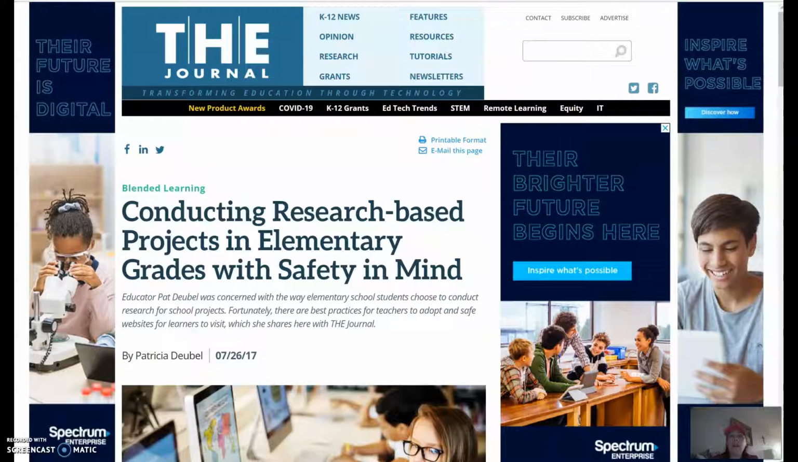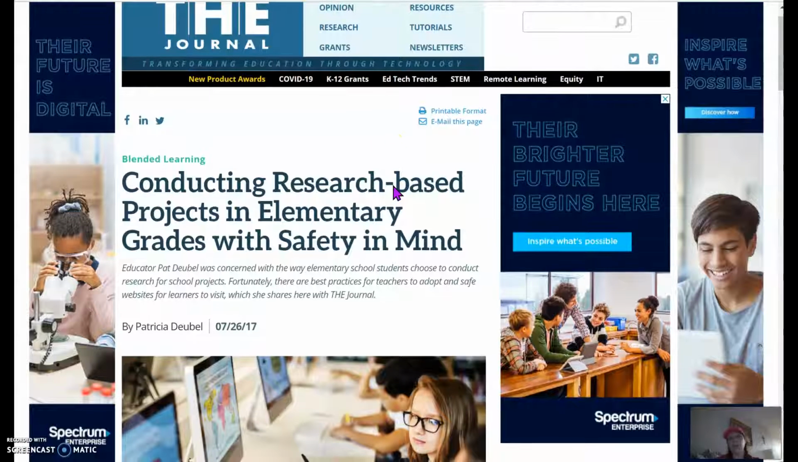For my articles, I chose a couple of different things. I went with a couple of articles that have to do with the design model that I chose, and then I found an article that has to do with the actual unit that I created. Starting with that article, I created a third grade unit on researching animal habitats. Part of that is where the students are actually doing some online research.